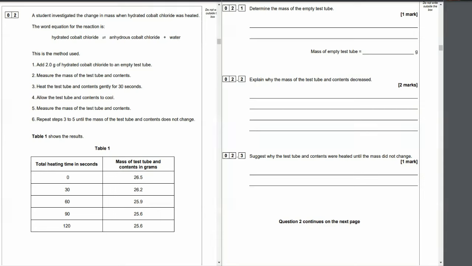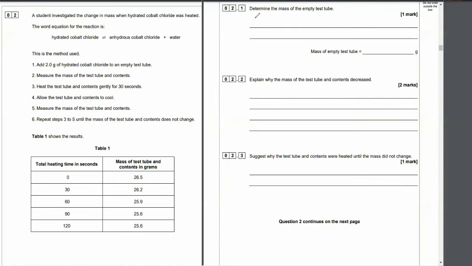Okay, let's check out question 2. A student investigated the change in mass when hydrated cobalt chloride was heated. The word equation here: hydrated cobalt chloride, reversible symbol, anhydrous cobalt chloride plus water. We've got the methodology here, so you can pause the video and read through all of this. Then we've got the results table with the total time in seconds in the first column, the independent variable, and then the mass of the test tube and contents in grams.